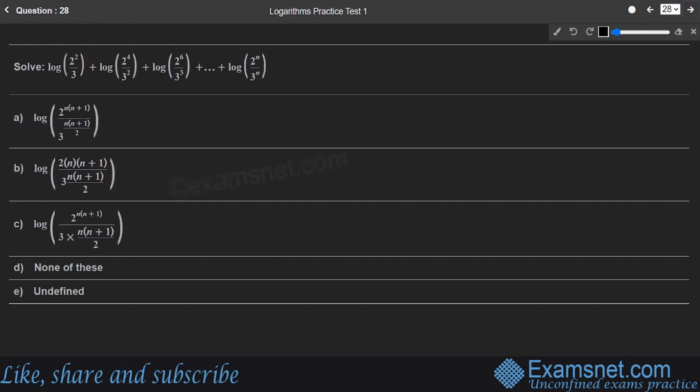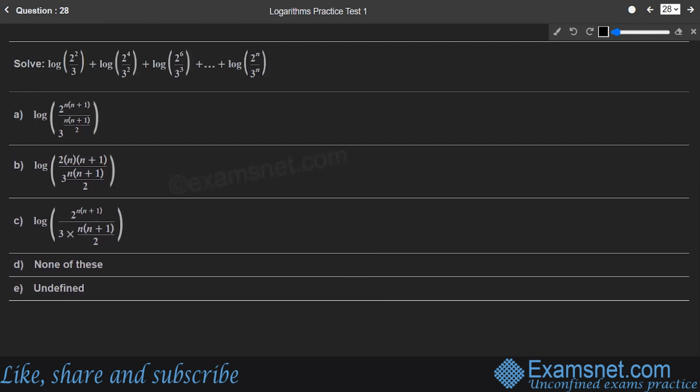Okay, we have to solve the expression: log 2 square over 3 plus log 2 to the power 4 over 3 square plus log 2 to the power 6 over 3 cube plus so on till log 2 to the power n over 3 to the power n. See, clearly we can see that the base of each log is the same, so they can be operated together. There should be no problem in operating them together.